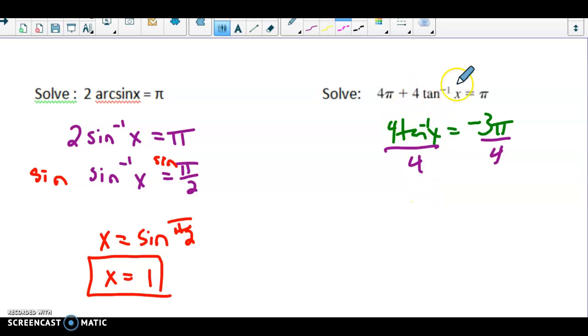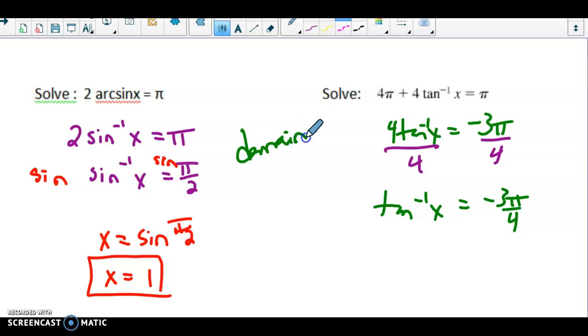Okay, we have 4 tan inverse of x equals negative 3 pi. Divide by 4. I get tan inverse of x equals negative 3 pi over 4. Guys, this is where it gets a little tricky. You really have to keep in mind the domain and range. Maybe have them by you, the domain and range of all the inverse trig functions, okay?